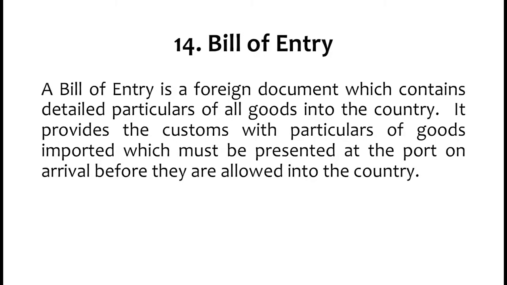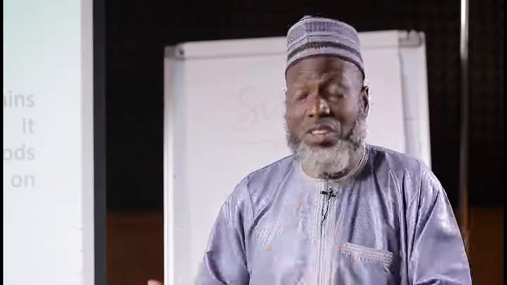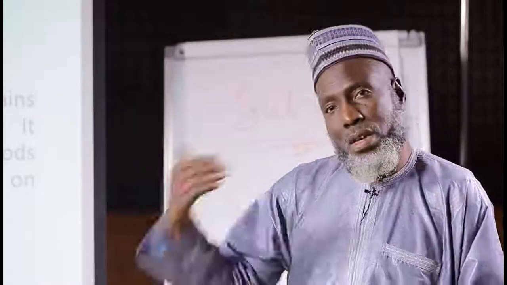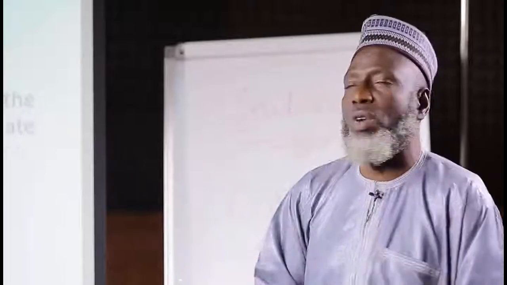Then we have number 14, which is known as bill of entry. It's a foreign document which contains detailed particulars of all goods into a country. It provides the customs with the particulars of goods imported, which must be presented at the port on arrival before they are allowed into the country. Goods brought from outside are normally stationed in the port, then inspected before they are cleared. And before they are cleared, a document must be given, and this document is what we have been talking about.